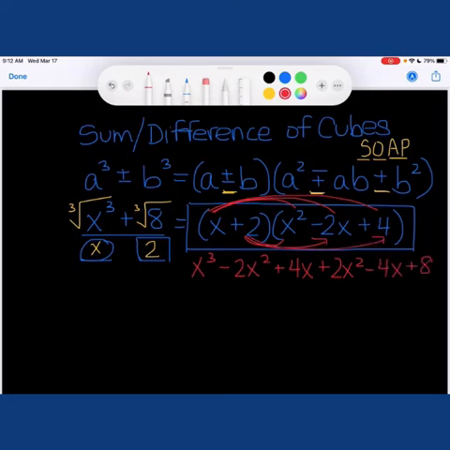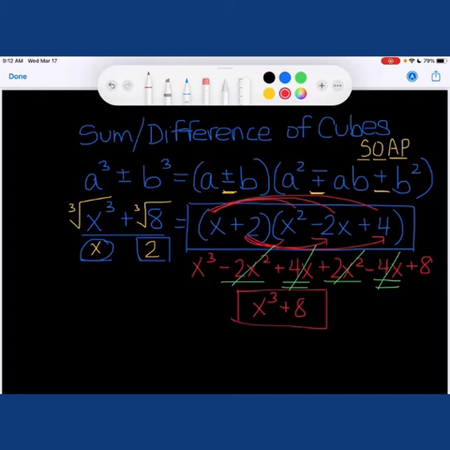What happens here is the negative 2x squared and the positive 2x squared cancel. The positive 4x and the negative 4x cancel. And you'll notice you're just left with x cubed plus 8, which is what we started with to begin with. So we know we factored it correctly. All right, let me do one more example here.